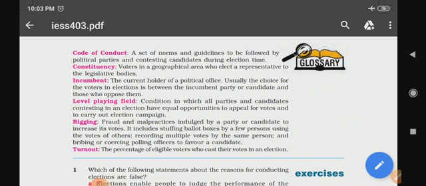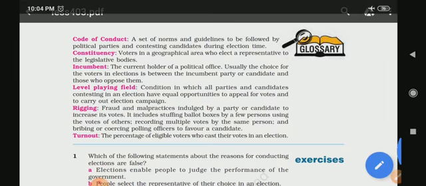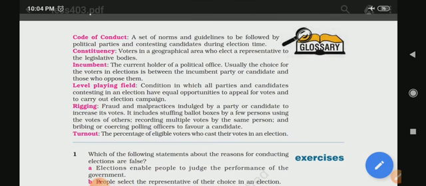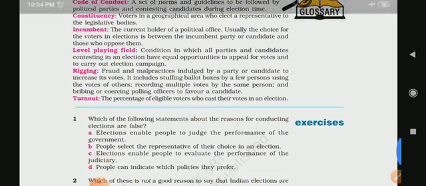And next is rigging. So rigging, students, is a kind of fraud and malpractice directed by a party or candidate to increase its votes, right? Some false practices, we can say. Next is turnout, the percentage of eligible voters who cast their votes in an election, right?